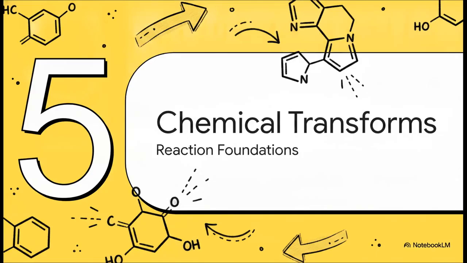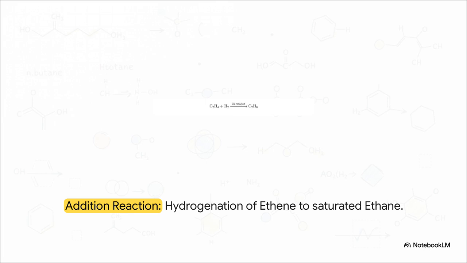And that brings us to our final stop, section 5, chemical transformations. We've built our scaffolds, added our functional groups, and locked them into 3D space. Now it's time to put it all into motion. I know organic reactions can sometimes look like absolute alphabet soup, but most actually follow one of 3 really logical pathways. First up is the addition reaction.